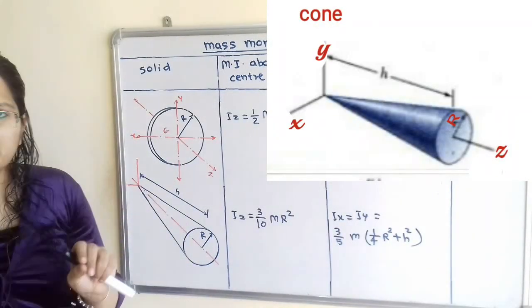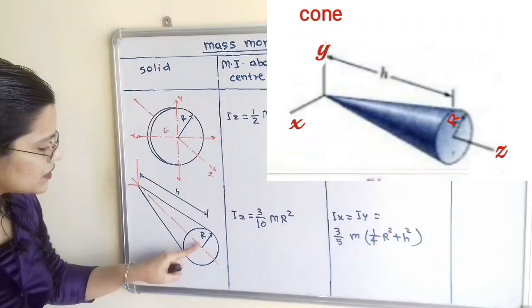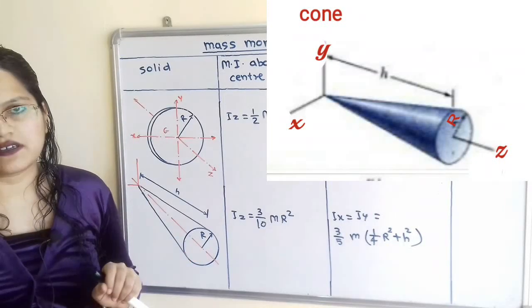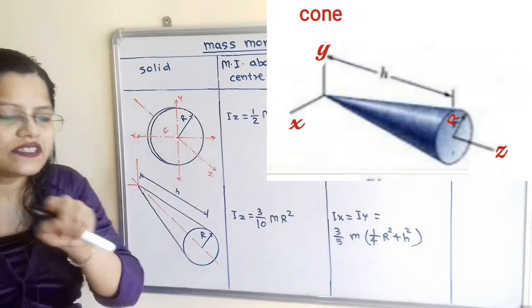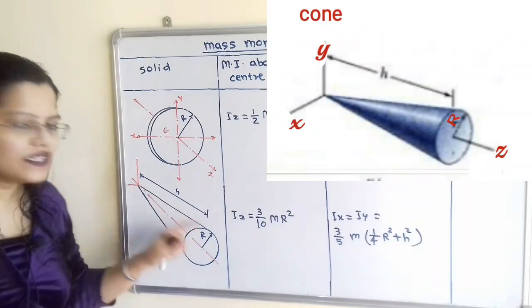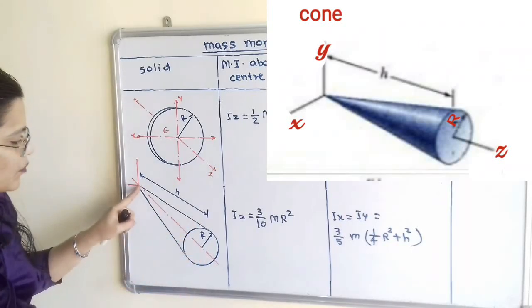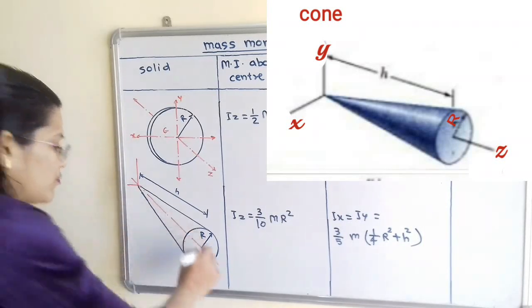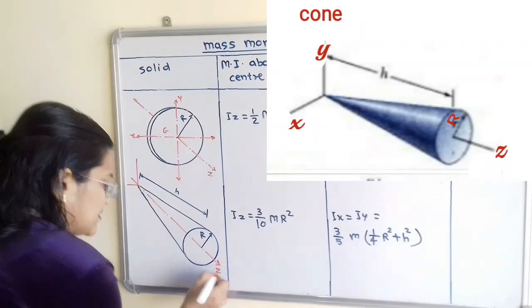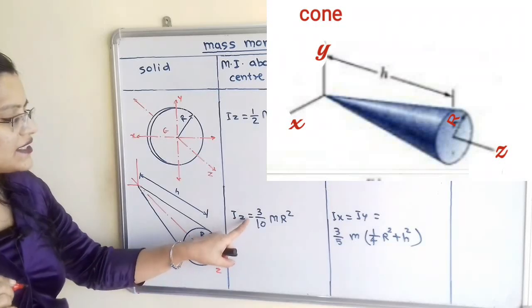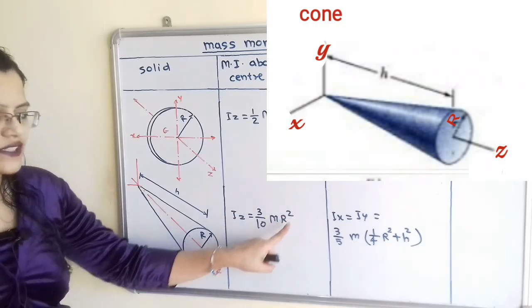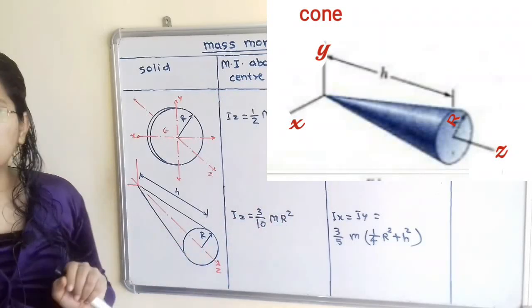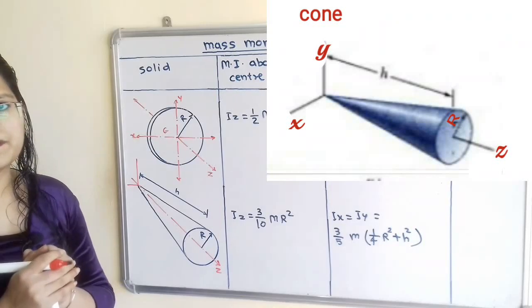Now we will move to the cone. If we take the axis passing through the center of the base circle and along the surface of the cone, then the moment of inertia about this axis, which I have shown here in the form of dash and dot, is about the z axis, and Iz is equal to 3 by 10 mr square, where r is the radius of the base circle.